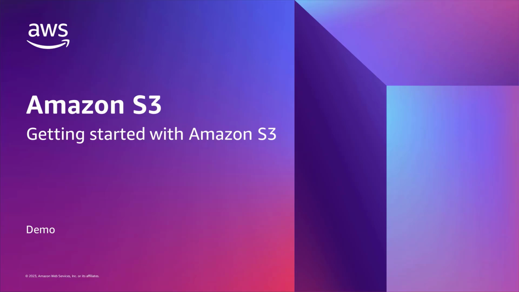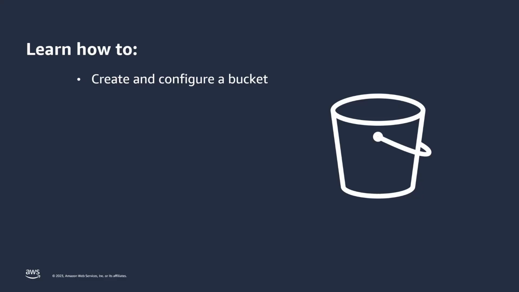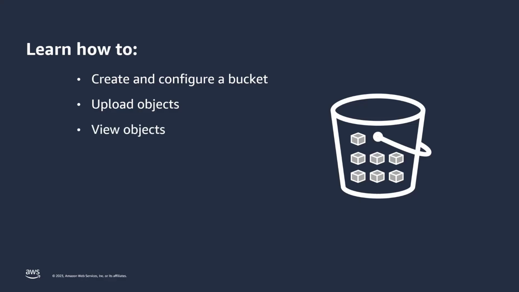Amazon Simple Storage Service, S3, is an object storage service that offers industry-leading scalability, data availability, security, and performance. In this demonstration, we're going to learn how to create and configure a bucket, which Amazon S3 uses to store objects. Objects are files and any metadata that describes those files. We will learn how to upload, view, organize, and delete objects.